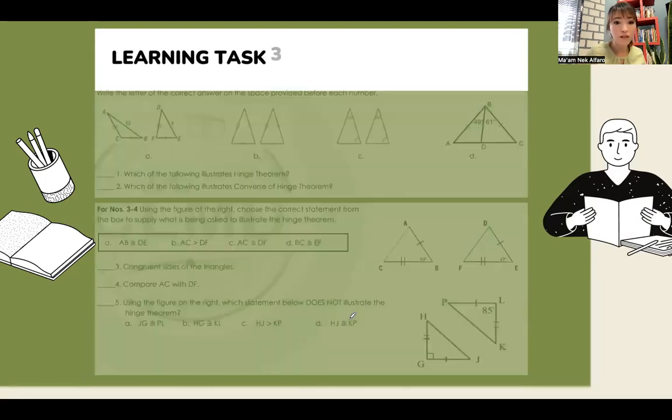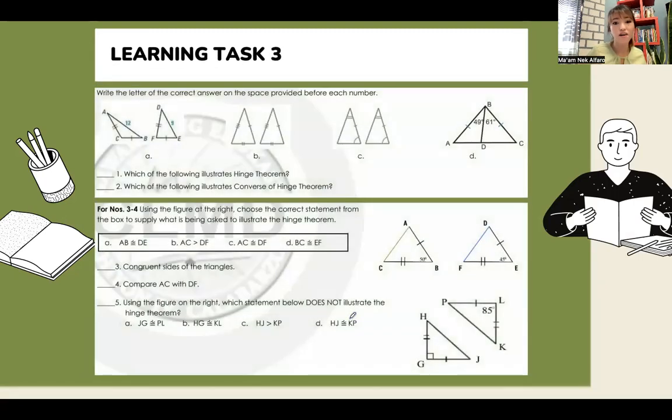Okay? Learning task 3. We have choices here. So this one's your favorite. First, write the letter of the correct answer on the space provided before each number. For numbers 1 to 2, refer to the choices A, B, C, D above. And for numbers 3 to 4, refer to the choices inside the box A, B, C, and D.